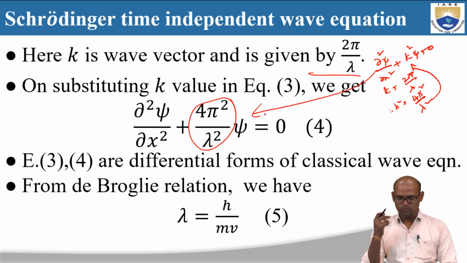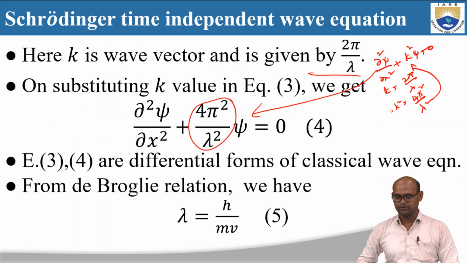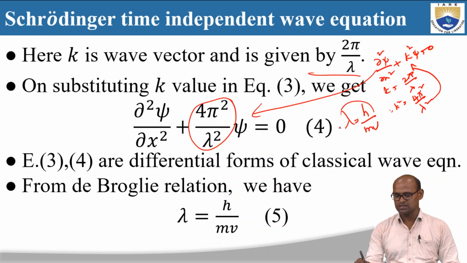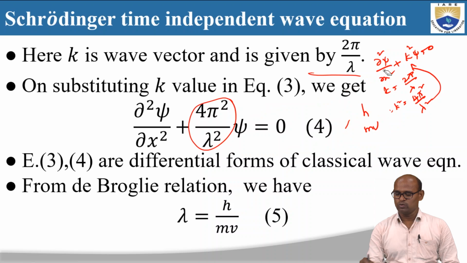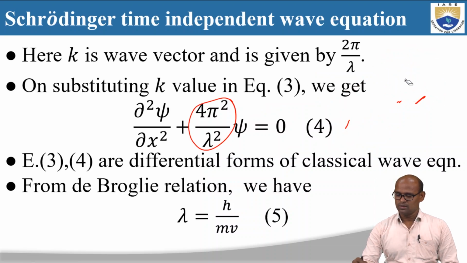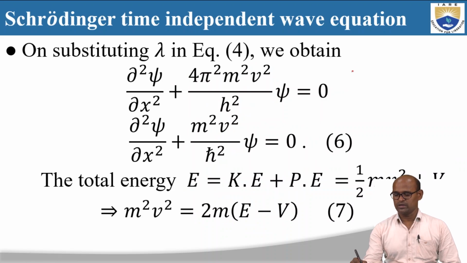Now from de Broglie's relation, the question says using the dual nature of the electron. Using this dual nature of the electron, we know the wavelength associated with this electron is lambda is equal to h by mv. So I am going to substitute this equation wherever lambda is there in this equation. Then I am going to end up with the next equation. So I am going to get this equation because lambda is equal to h by mv.